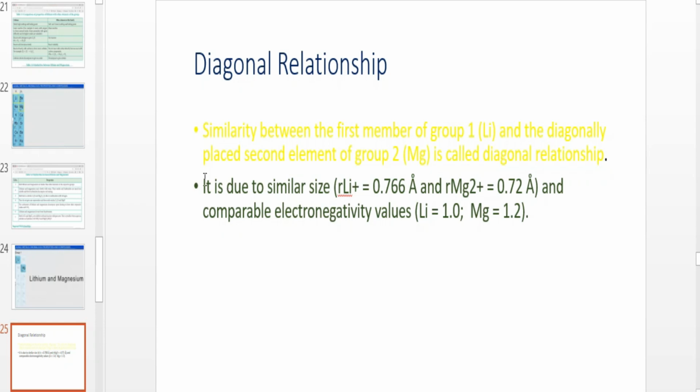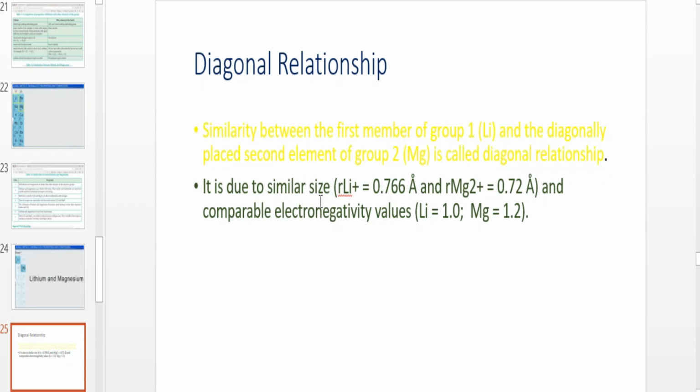Repeating, diagonal relationship. Even though lithium belongs to the first group and magnesium belongs to the second group, there are similarities in the properties of lithium and magnesium. Why do lithium and magnesium exhibit similarities in properties? Because of some reasons. Two reasons are given here.